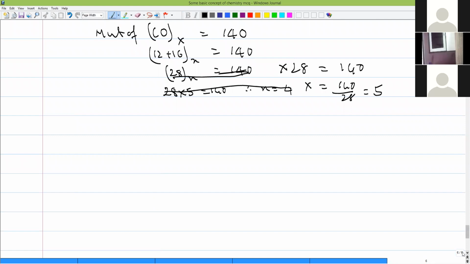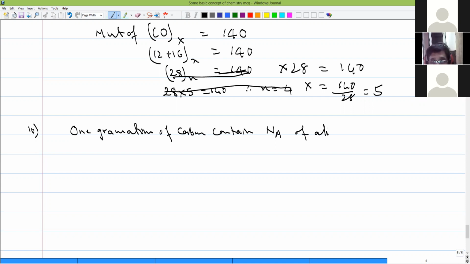Next, which of the following statements is incorrect? 1 gram atom of carbon contains Avogadro's number of atoms. Now, what is 1 gram atom? 1 gram atom means 1 mole. When a substance is in atomic form, we say 1 gram atom. If a substance is in molecular form, we say 1 gram molecule.